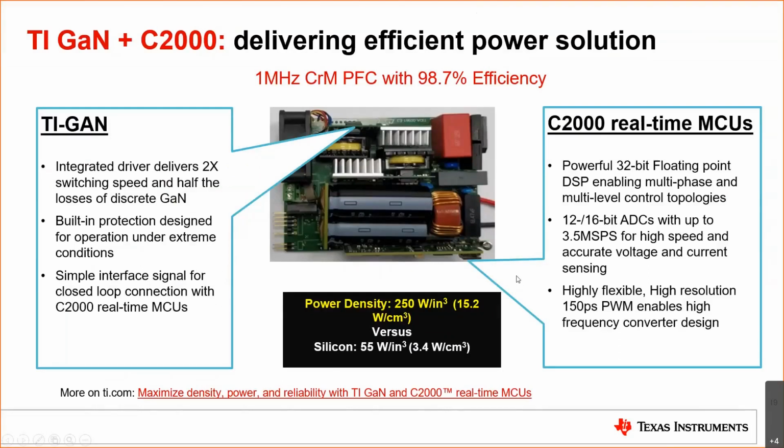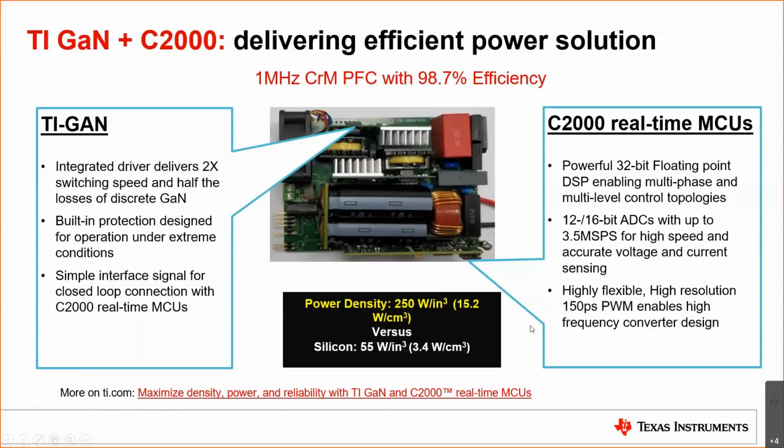It's actually a very scalable family with 32-bit floating point DSPs, multi-core, single-core with additional accelerator, yes or no. And that could come in quite handy, especially if you have multi-phase topologies, multi-level topologies, where you also need a little bit more processing power. Next to that, the C2000 processors have a very nice mix of analog peripherals. So you will get a set of 12 or 16-bit ADCs with 3.5 megasamples per second sampling speed, so everything you need to accurately measure voltage and current.